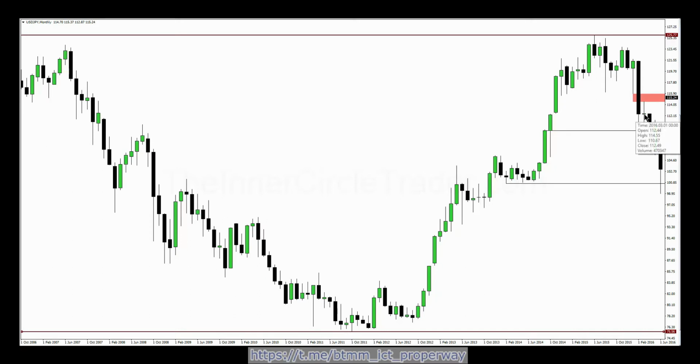the high of this candle, 114.55, and the low at 115.95. So we can use 115.90, 115.80, or we could use 114.55 or 114.60. Any one of those levels would be nice.